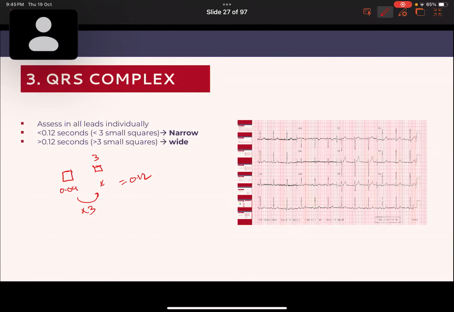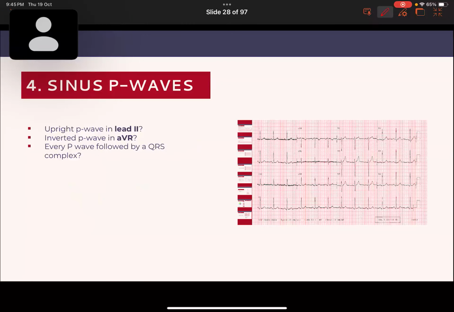So the QRS complex that you guys have just seen is a normal QRS complex with a normal width. If it's more than 0.12 seconds, we call this a wide QRS complex, and if it's less than 0.12 seconds, we're going to call this a narrow QRS complex, or you can just memorize it using the number of small squares. Sinus P wave.